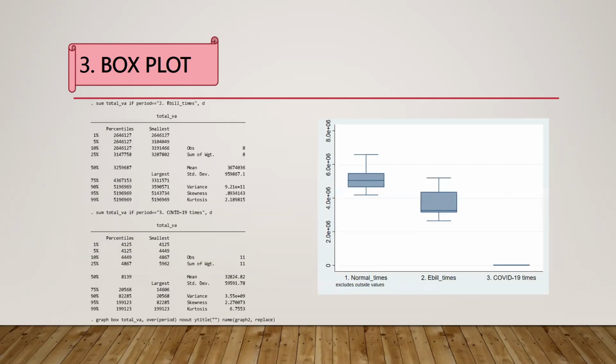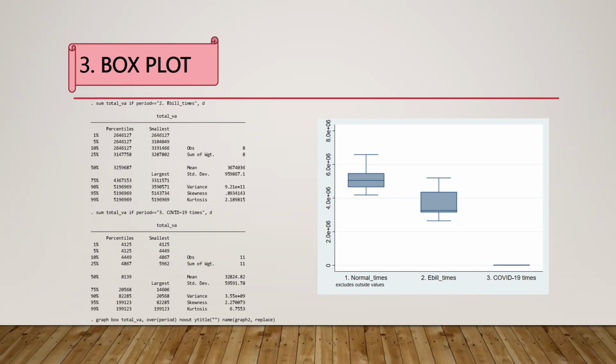Next, if we want to do a similar thing for period 2 and period 3, we can also type summarize total VA if period equals to 2 Evo times or equals to 3 COVID-19 times, and we set the option to be D, which is detailed. And then we can have the 2 tables on the left-hand side, and this also gives you the number of observations, mean, standard deviation, variance, and the percentiles.